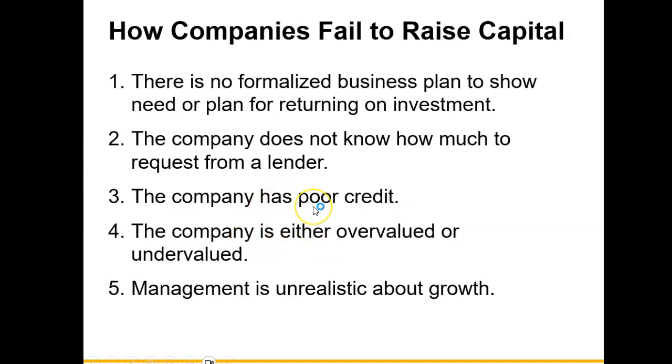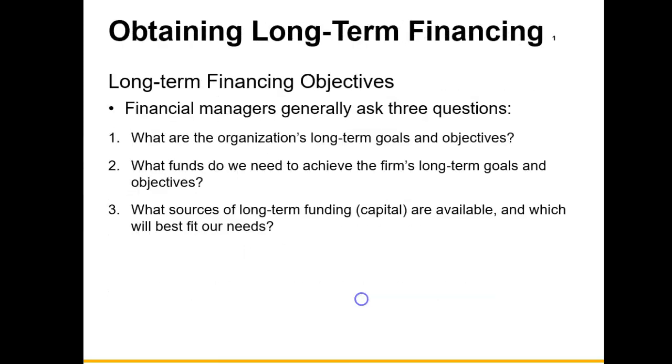If you have poor credit, that can keep you from getting a loan. If your company is overvalued, saying it's worth more than what it really is, or undervalued, saying that it's actually worth less than what it really is, that can hinder your ability to get financing. And your goals from a growth perspective may be unrealistic. So if you're trying to borrow money and you're saying that we're growing 1,000% each week, yeah, that's not realistic. So those factors can lead to you not receiving financing.